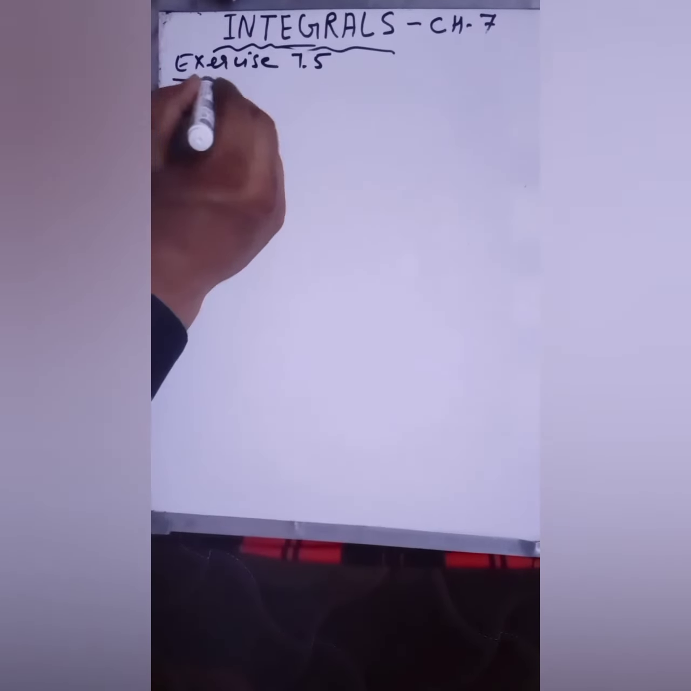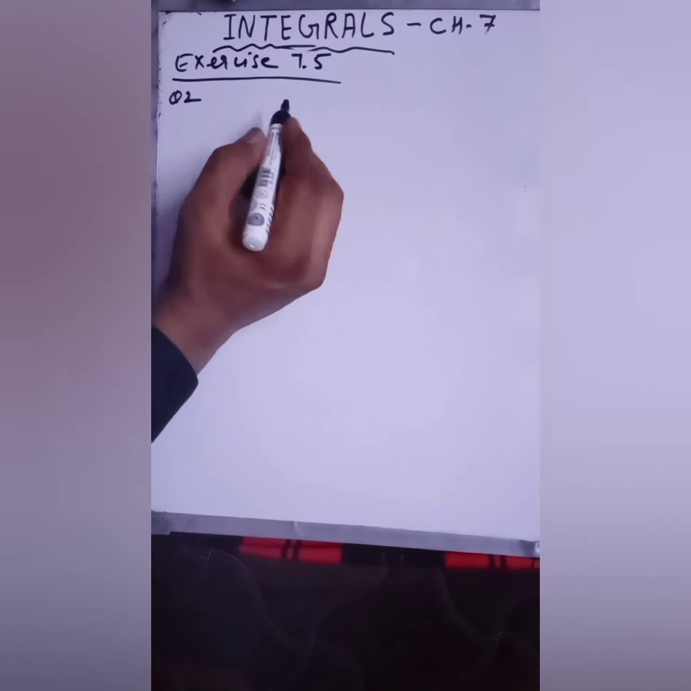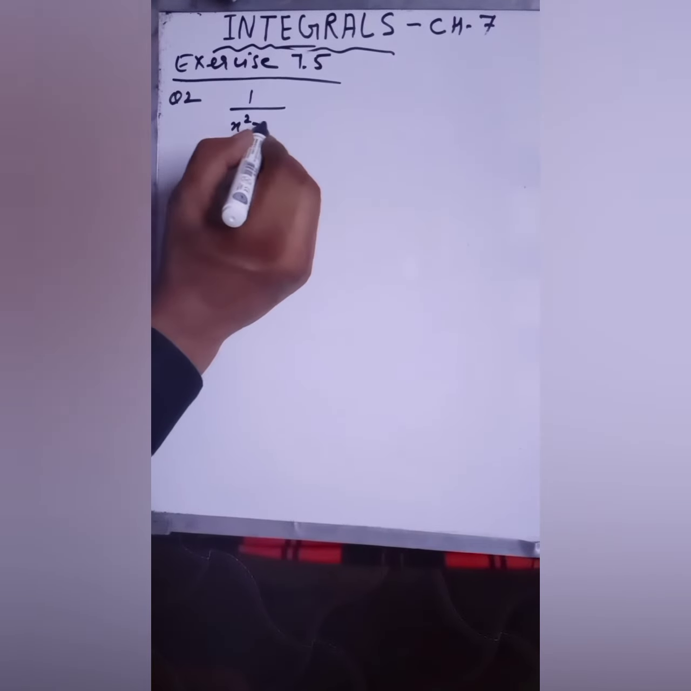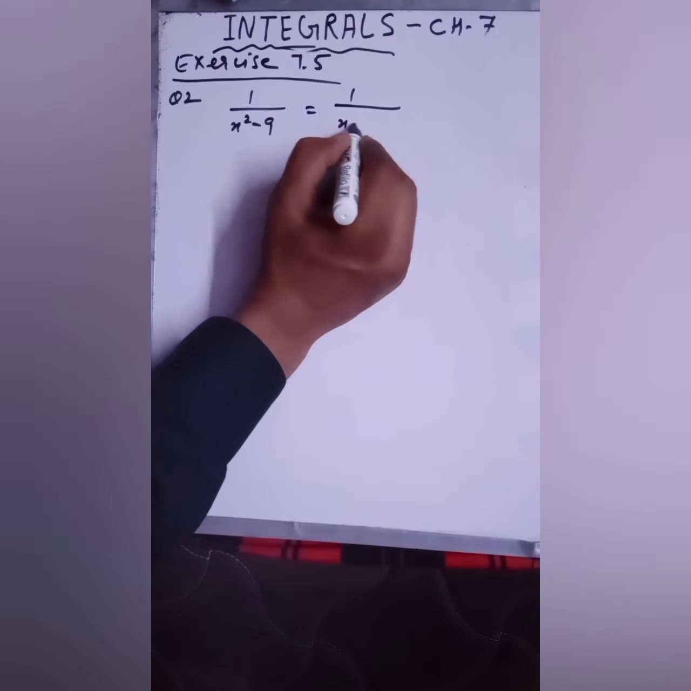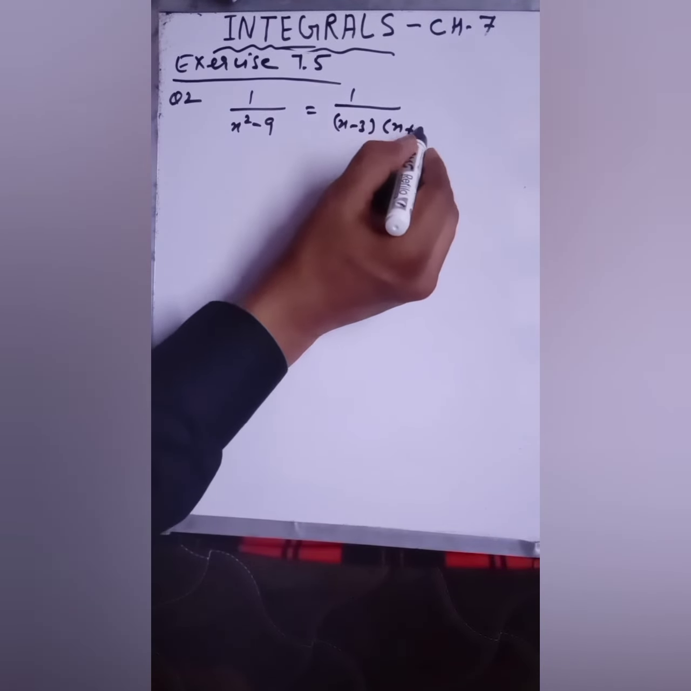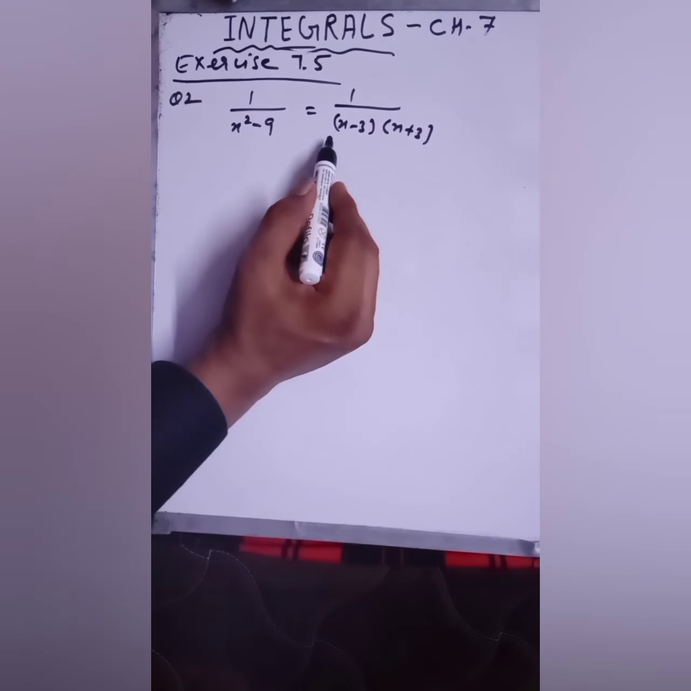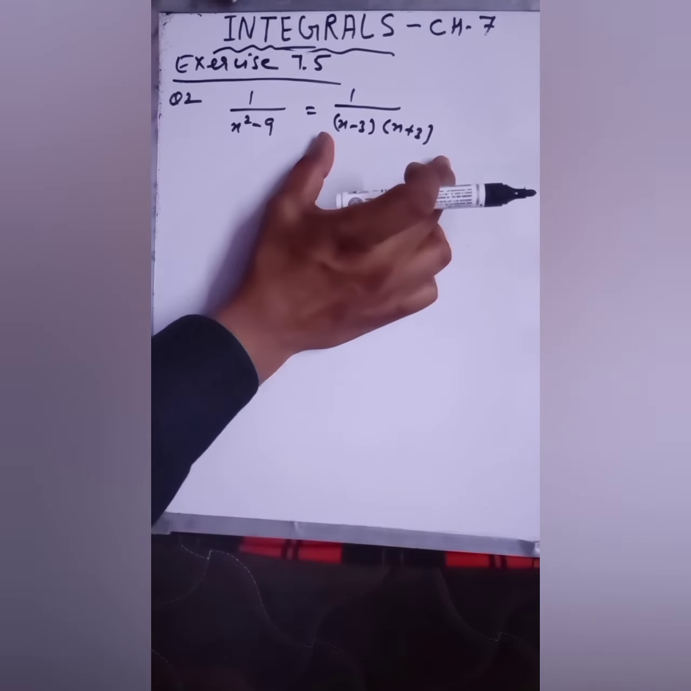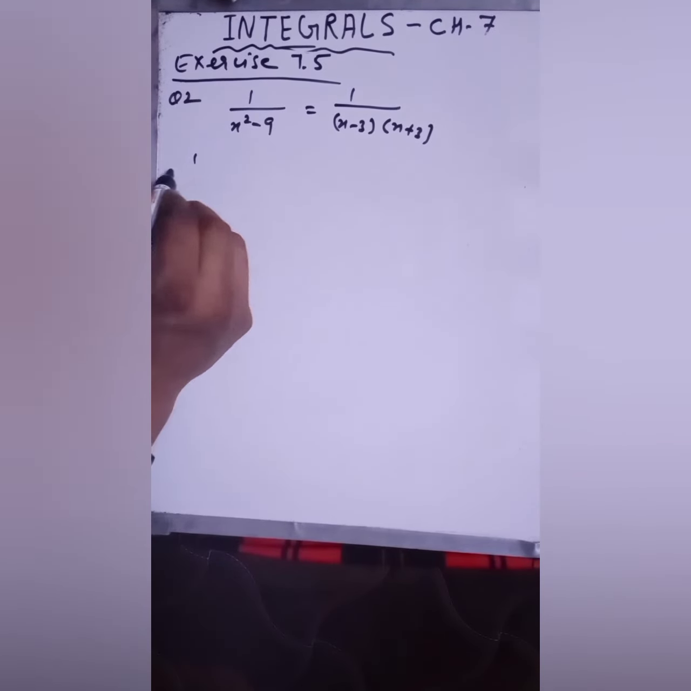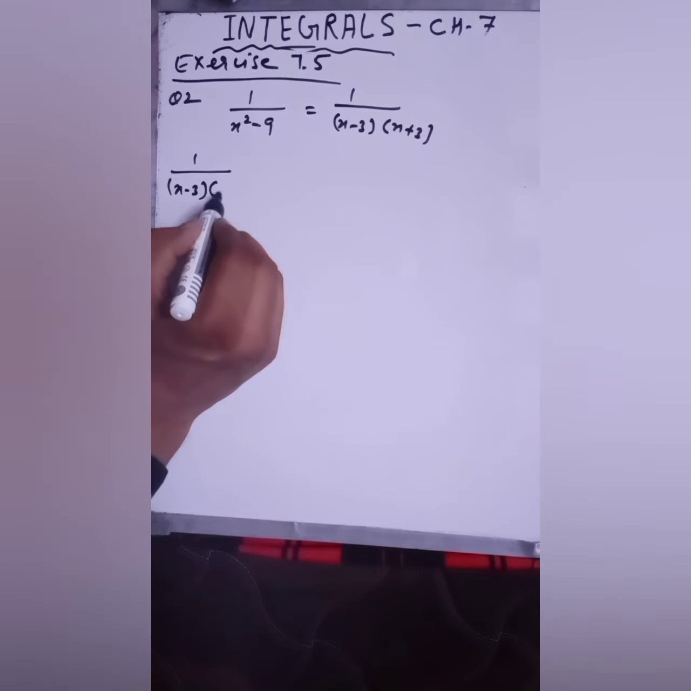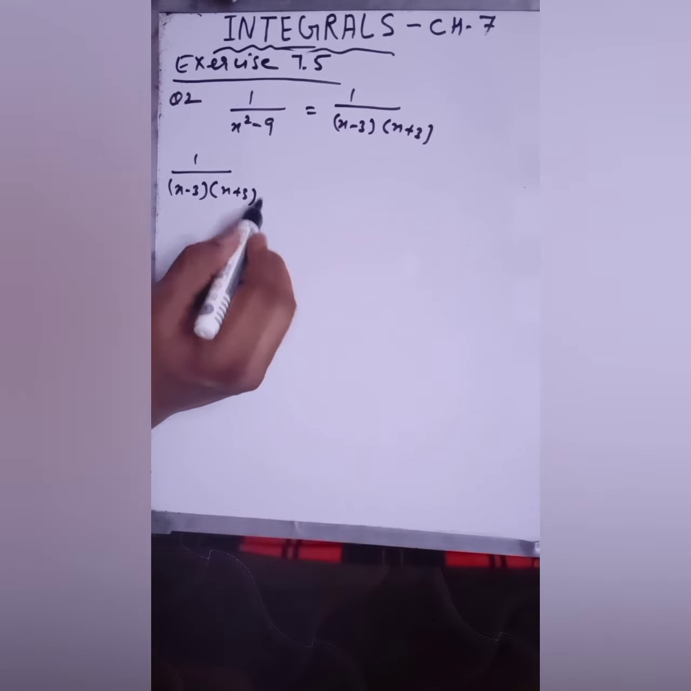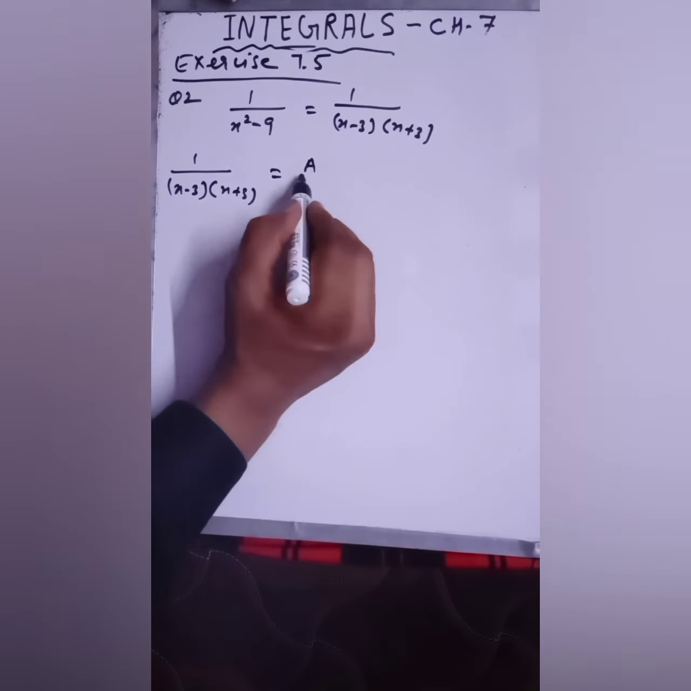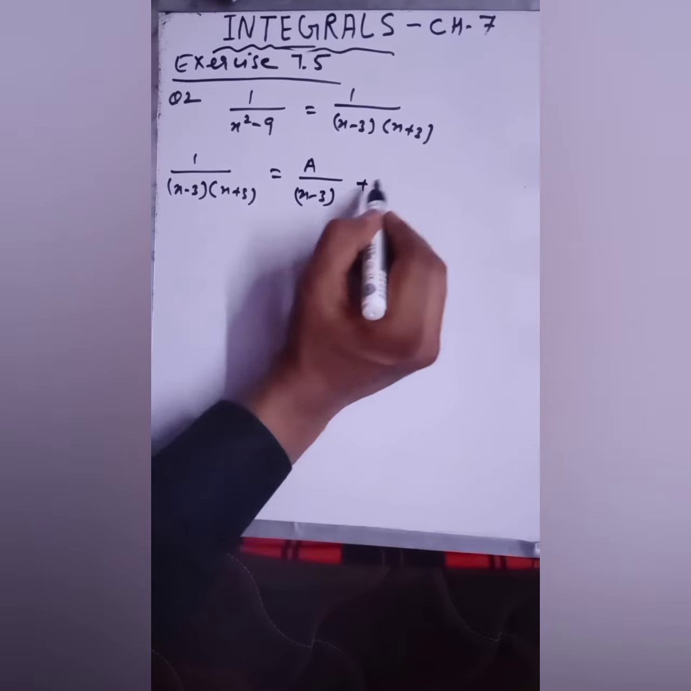Now the next question is question number 2. Question number 2 is 1 over x² - 9. Okay, so what you have to do, we can write this as (x - 3)(x + 3). So the same concept which we did in question number 1, you have to apply. So as you can see, the degree of the denominator is more than the degree of the numerator, so it is a proper fraction. So we can write it like this.